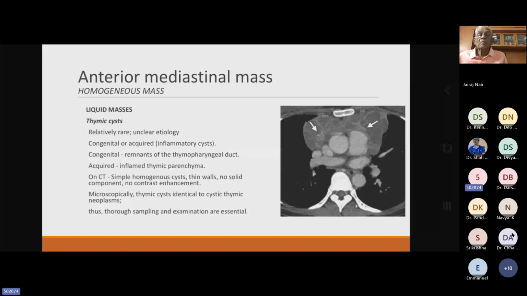Thymic cysts are relatively rare, of unclear etiology, can be congenital or acquired. Congenital is formed from the remnants of the thymopharyngeal duct, acquired from the inflamed thymic parenchyma. On CT, simple homogeneous cyst, thin walls, no solid component, no contrast enhancement.